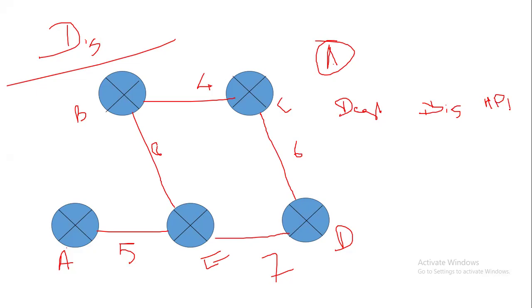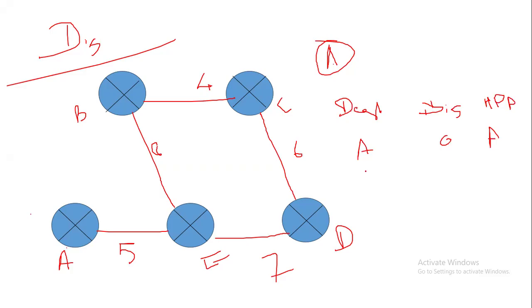Okay. Now I'll be taking the A. If I want to go A to A, what is the distance for this one? It's 0, right? A to A. I want to go A to A. That means it is already 0.